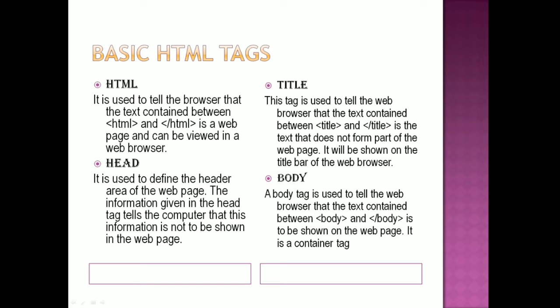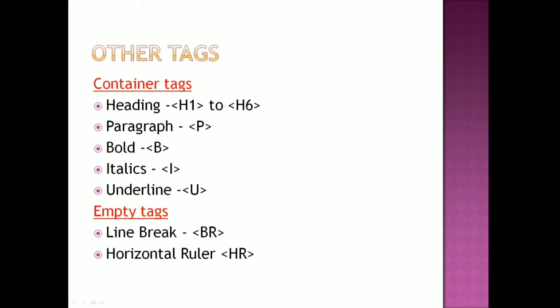And the last tag name is body. A body tag is used to tell the web browser that the text contained between the opening tag and closing tag is to be shown on the web page. So whatever we are typing in between the opening tag and closing tag of body, it will show on the web page.